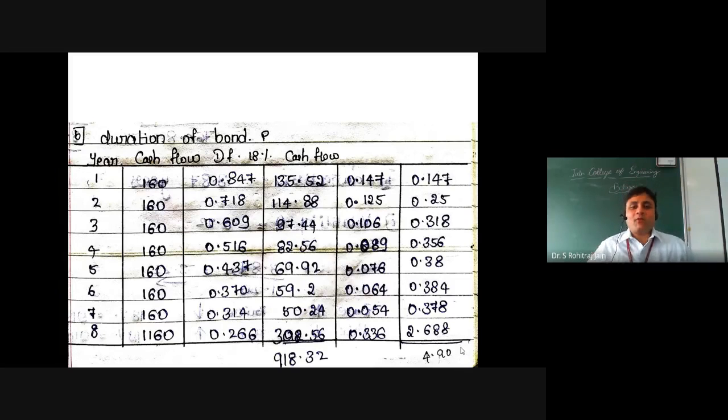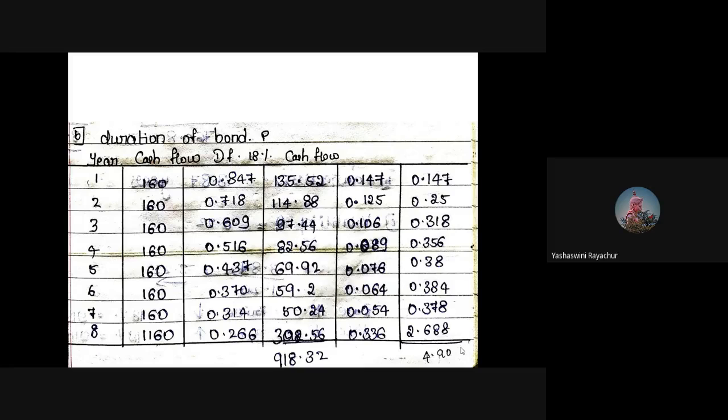See, for the first year, 1 multiplied by 0.147. For the second year, 2 multiplied by 0.125. For the third year, 3 multiplied by 0.106. For the fourth, 4 multiplied by 0.089. 5 multiplied by 0.076. 6 multiplied by 0.064. 7 multiplied by 0.054. 8 multiplied by 0.336. I obtain the values in the sixth column. So if I add them up, that is 0.147 and so on.